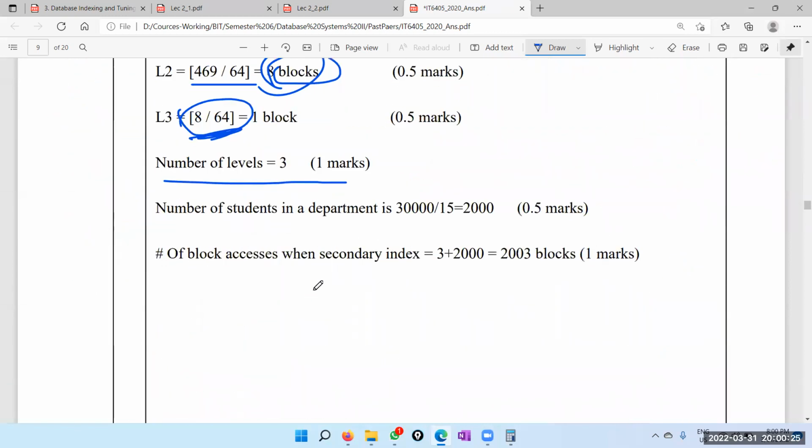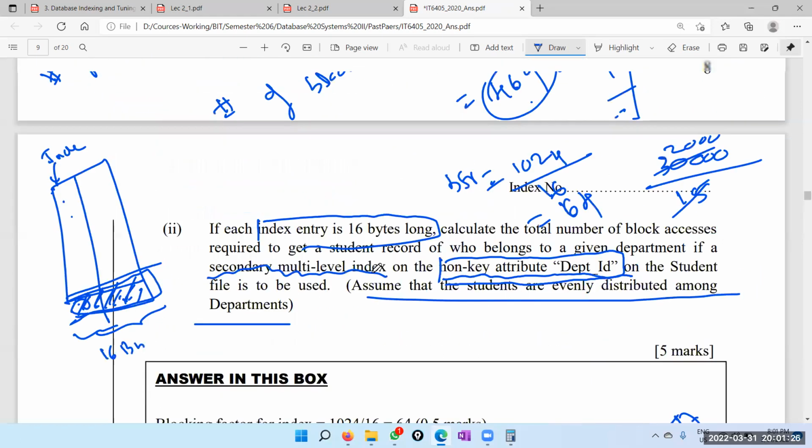Now we have to find the number of students. Number of block accesses when the secondary index is 3 plus another 2,000. Number of students in a department is 2,000. So that is 2003 blocks.